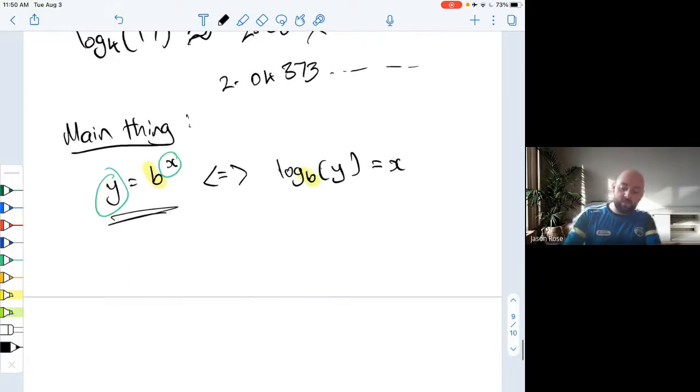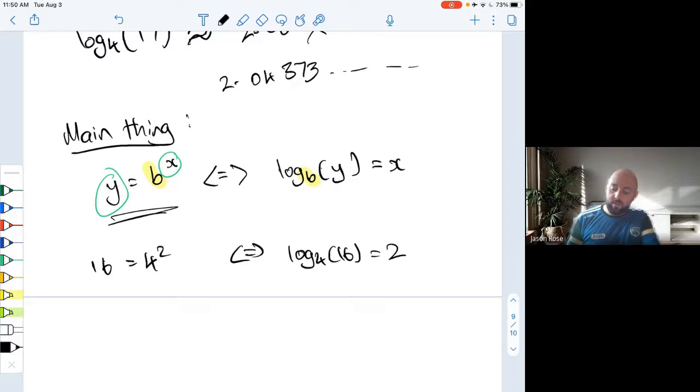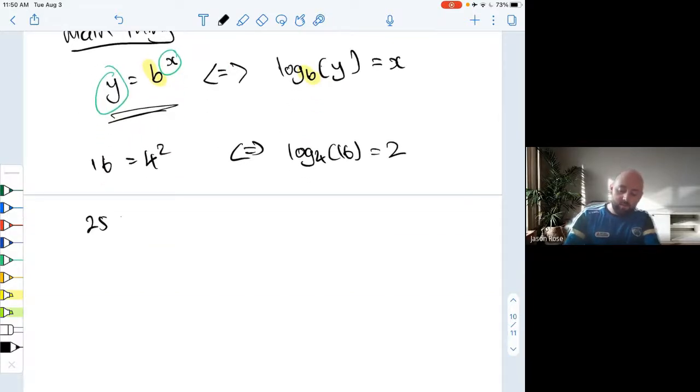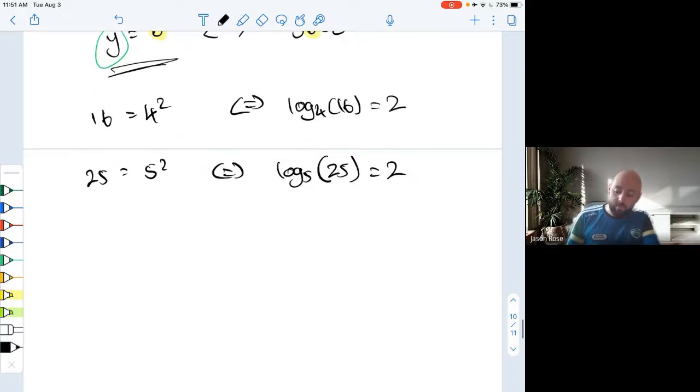So if I'm looking at a bunch of examples here, let's say I have 16 equals 4 squared. That's the same thing as log to the base 4 of 16 equals 2, because 4 squared is 16. Let's say we have 25 is 5 squared. My base is 5. The answer on the other side, the thing that came out, was 25, and the thing that I plugged into the function on the other side was the 2. And so on.